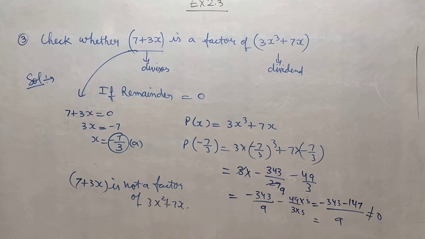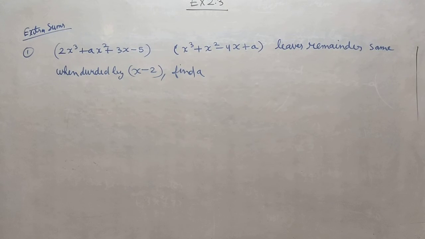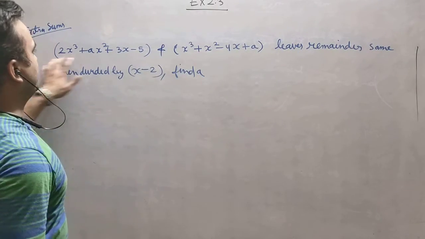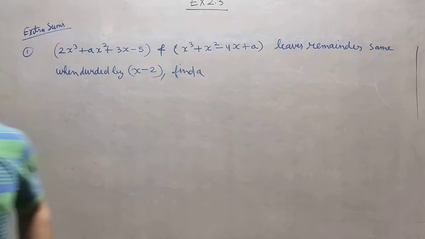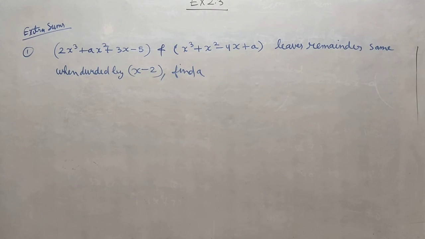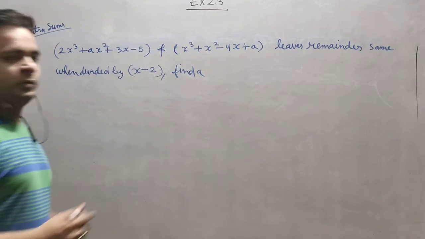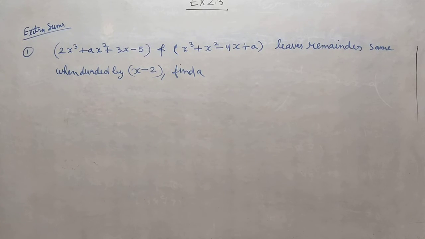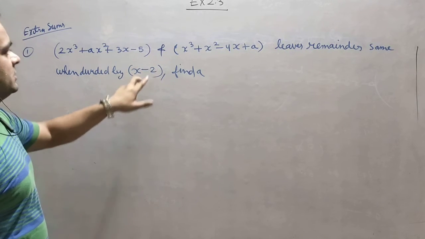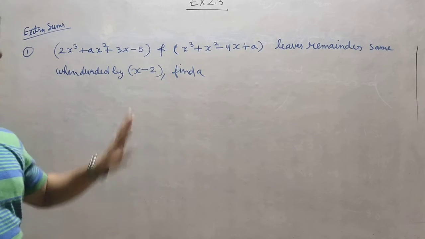So I am taking one more example here so that you will be able to understand more. So this question, there are two polynomials. First is 2x cube plus ax square plus 3x minus 5 and x cube plus x square minus 4x plus a. Both are giving the same remainder when divided by x minus 2. Means x minus 2 is a divisor for both, right? If x minus 2 is dividing, it means it is giving some remainder, right? So what value of x do we have to put here? We will make it equal to 0 and x will be 2.